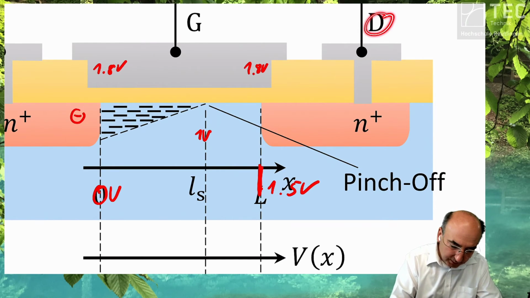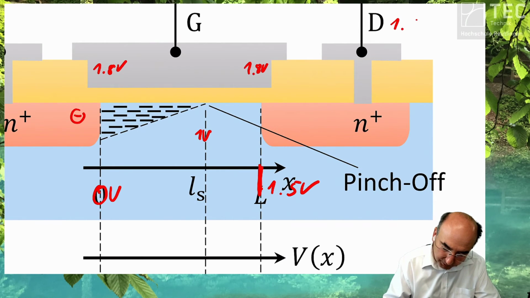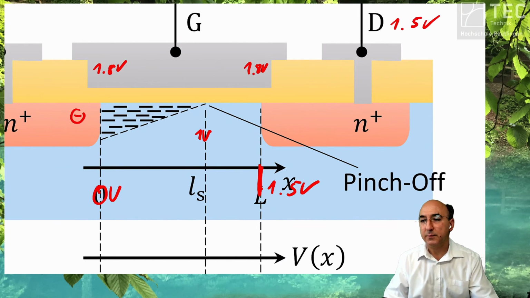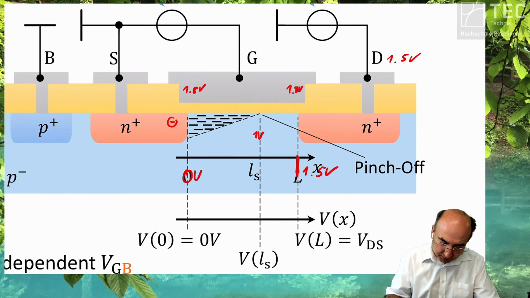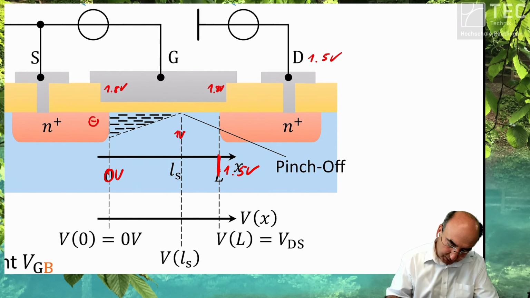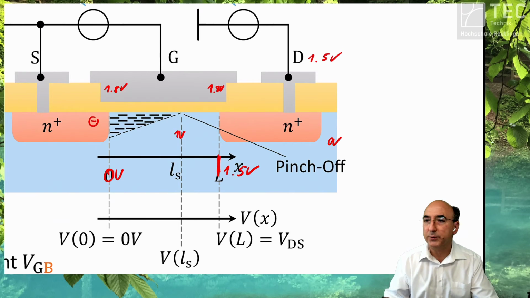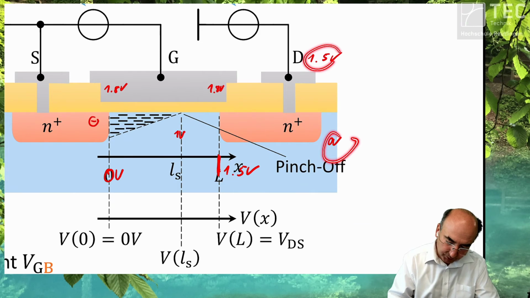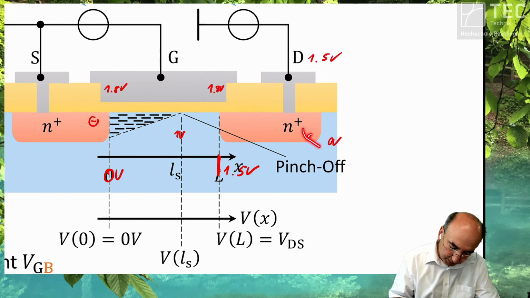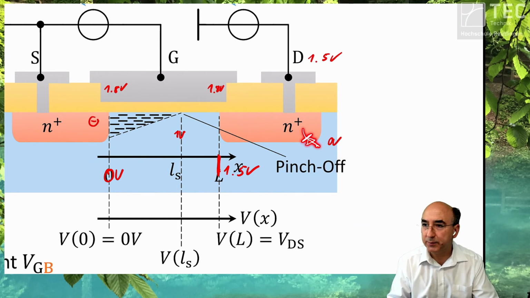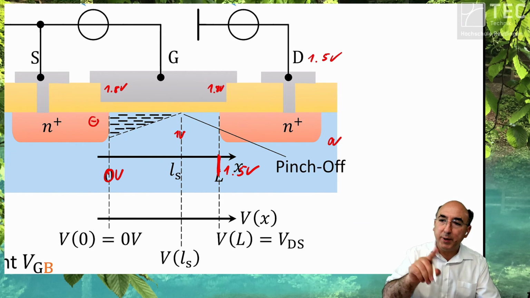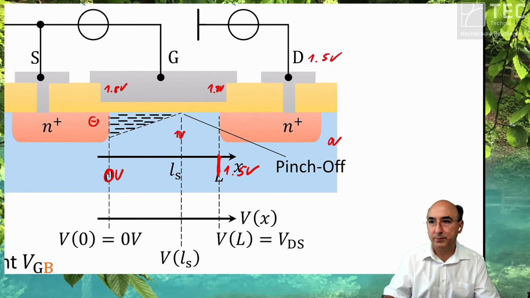We say the drain is 1.5 volts. Okay? And the bulk, assume that here your bulk is also 0 volt. Let's assume it. So the bulk is 0, your drain is 1.5 volts. So this diode is reverse biased. What do you know about a reverse biased diode?